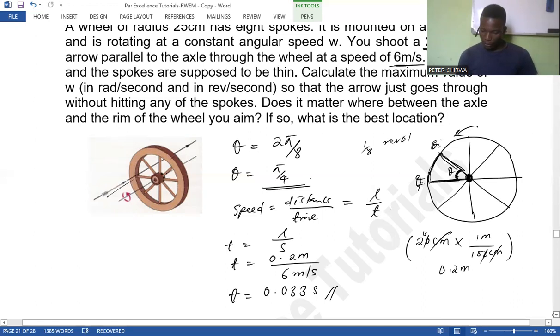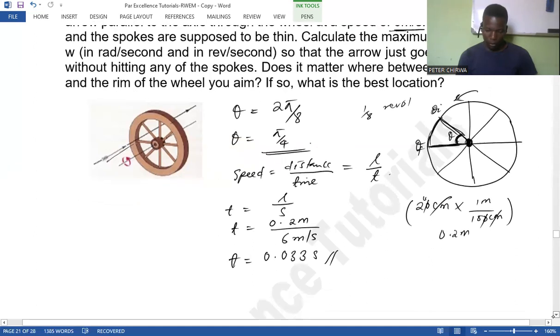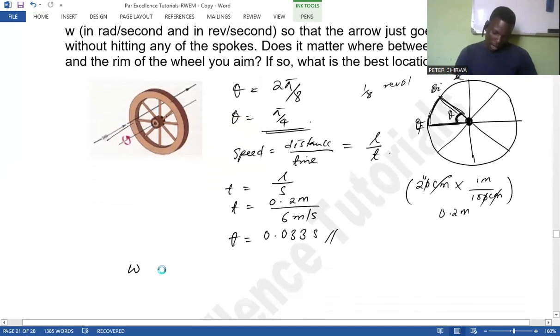So what we do, we say angular speed. Remember, angular speed is basically the change in angular displacement over the change in time. So the rate of change of angular displacement is angular speed. So what we're going to have is that this change is basically this one, which is π/4 divided by the time, which is 0.033 seconds.